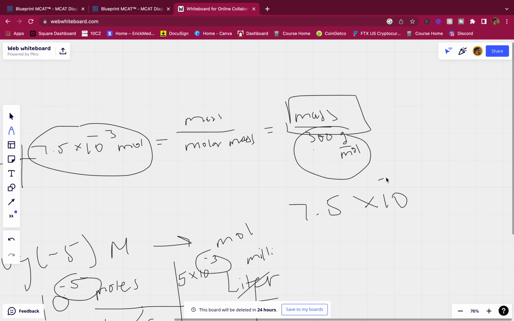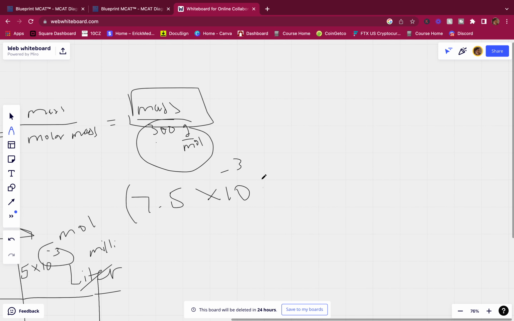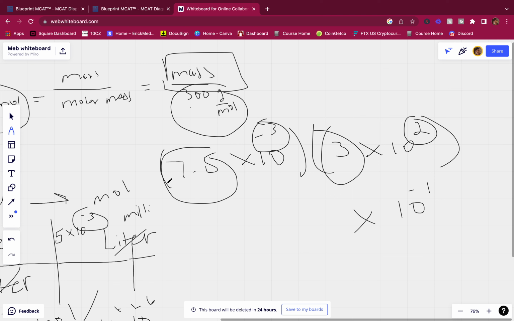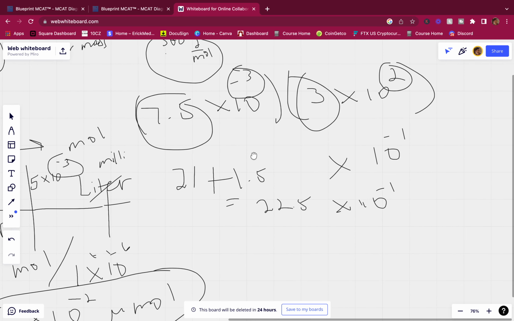All right. So 7.5 times 10 to the negative 3, times 300 grams. I'm going to put it in scientific notation, so 3 times 10 to the second. If you're multiplying these, you just combine this exponent and this exponent. So it's going to be 10 to the negative 1. And then we multiply 7.5 times 3. To do this mentally quick, 3 times 7 is 21. This is how I do it. Plus 0.5 times 3 is 1.5, and that's equal to 22.5 times 10 to the negative 1 grams. I go slow for you guys.